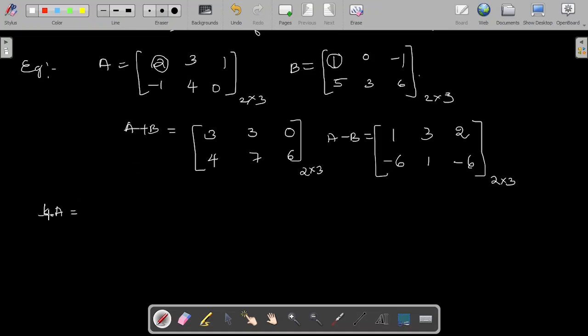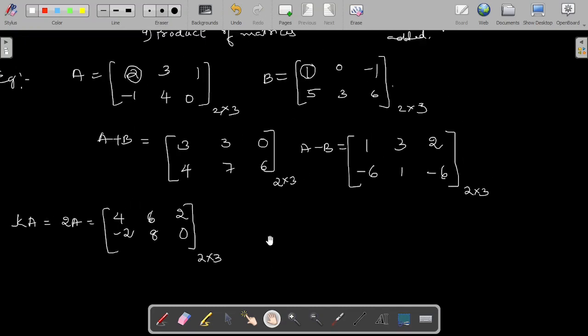So I will give you the scalar K as 2 into A. K is equal to 2. Every element, every entry is to be multiplied with the 2. 2 2s are 4, 2 3s are 6, 2 1s are 2, 2 into minus 1, minus 2, 2 into 4, 8, and 2 into 0. So in this case also order won't change. This is how to do the scalar multiplication. If you have the scalar minus 2, then multiply every element with the minus 2.